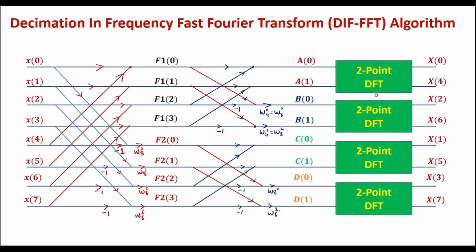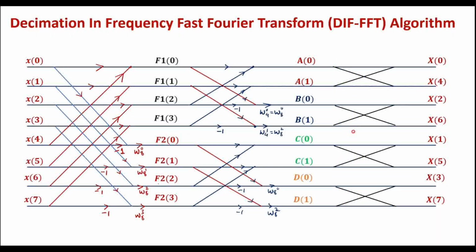Now here we can find 4 2-point DFTs. Each 2-point DFT has 2 inputs and 2 outputs. So here it is directly connected. So X of 0 is A of 0 plus A of 1. X of 4 is A of 0 minus A of 1. Similarly, X of 2 is B of 0 plus B of 1, and X of 6 is B of 0 minus B of 1. Now let me draw the complete signal flow graph.